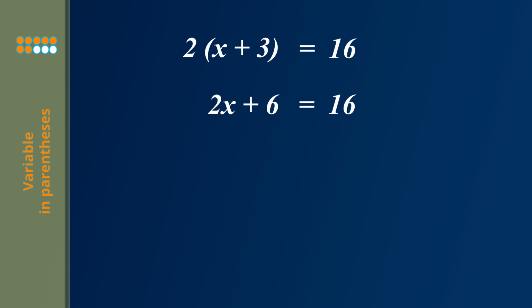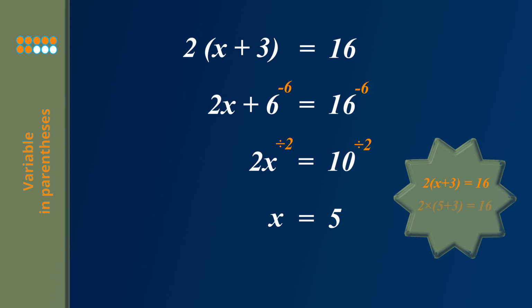Now do the opposite of plus 6. We subtract 6 from both sides. 2x equals 16 minus 6, so 2x equals 10. Now we'll do the opposite of multiply by 2. We'll divide both sides by 2. So x equals 5. Let's check that answer. Yes, that's correct.